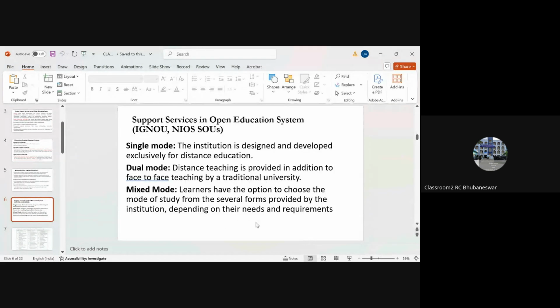Support service in open system, I mean, IGNOU, NIOS, state open universities are there. Single mode, dual mode, mixed mode. Can you say what is single mode? Who can say what is single mode? Sir, the single institution designed and developed exclusively for this. Example? What is IGNOU? Whether single mode or dual or mixed mode? Sir, dual mode.